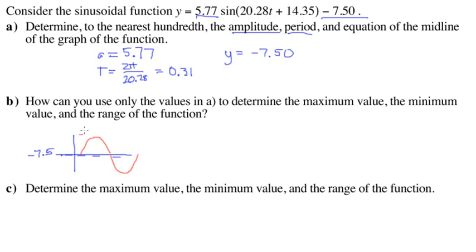So the highest we ever get is going to be minus 7.5 plus 5.77. And the lowest we ever get will be minus 7.5 minus 5.77. 7.5 is like your home. It's the starting point, and the amplitude is your reach. It's how far away you get from that. So this one is going to be minus 13.27, and, oh dear, minus 1.73 if I'm not mistaken, will be the maximum value.